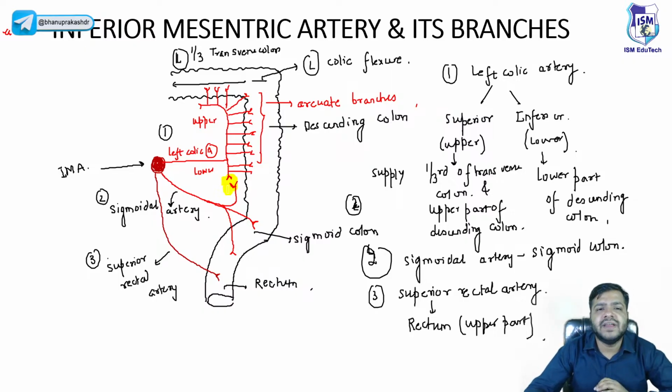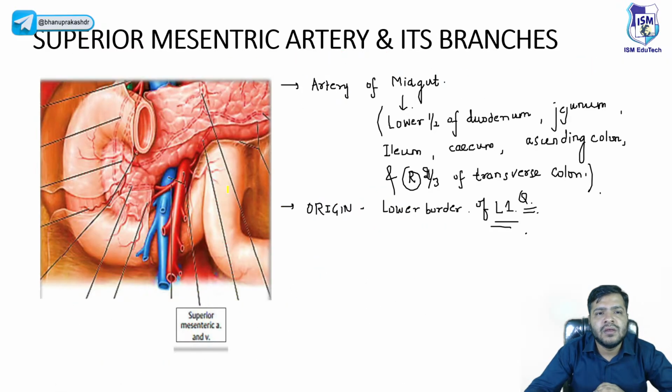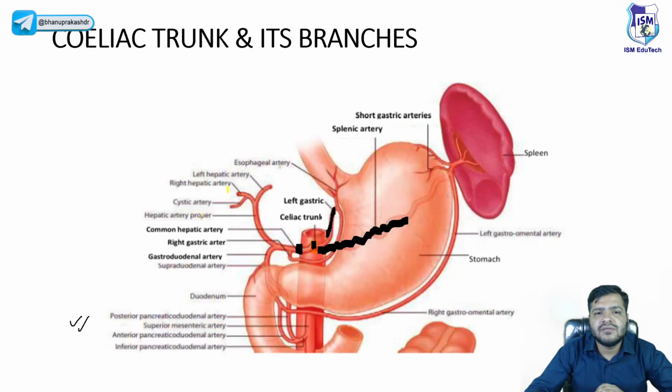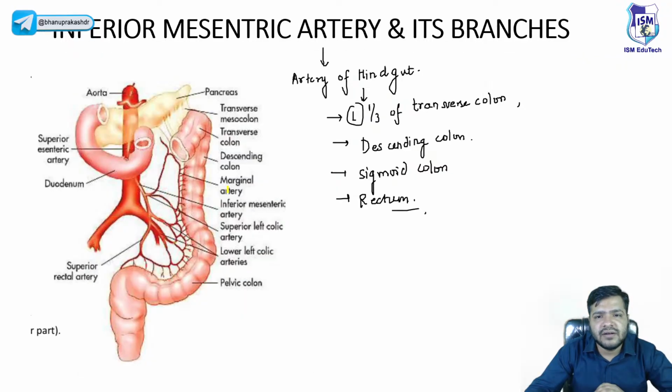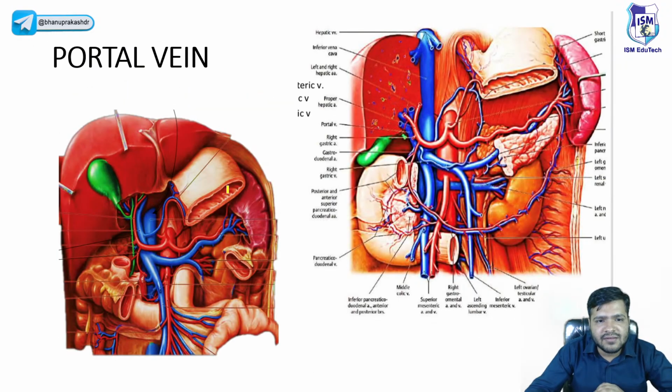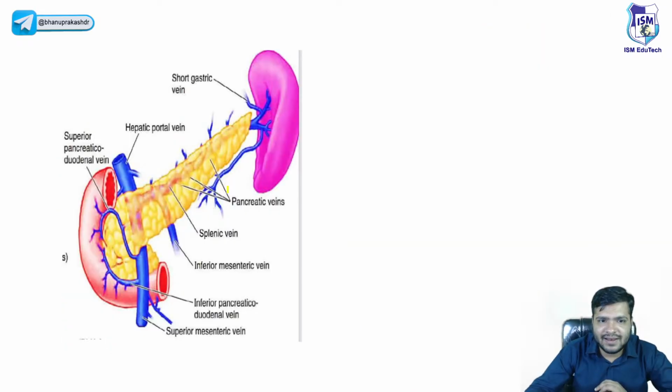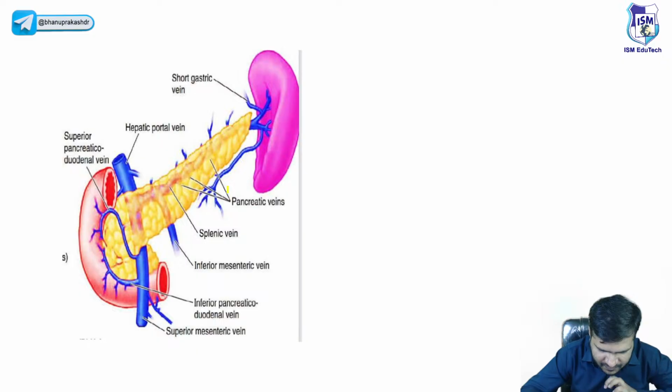चलो थोड़ा सा पोर्टल वेन के बारे में पढ़ लेते हैं. So we have discussed all these: celiac trunk, superior mesenteric artery, inferior mesenteric artery, and the last one, that is the portal vein. Now we are going to start with the portal vein, guys. Let us start with the portal vein first, right?